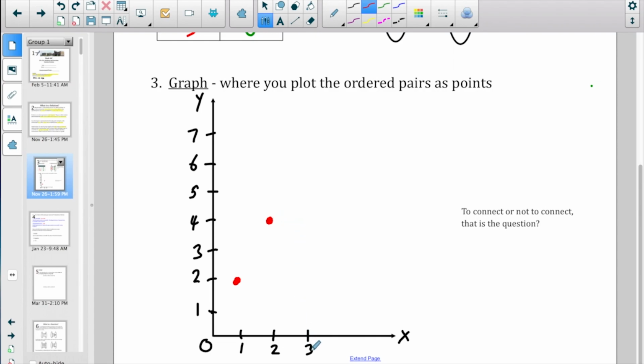And then finally, an x value of 3 was related to a y value of 6. Now the question that we need to ask ourselves is, do we connect each of the points or do we not? And we're going to answer that on the next page.